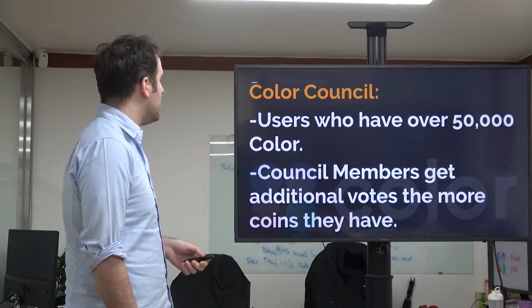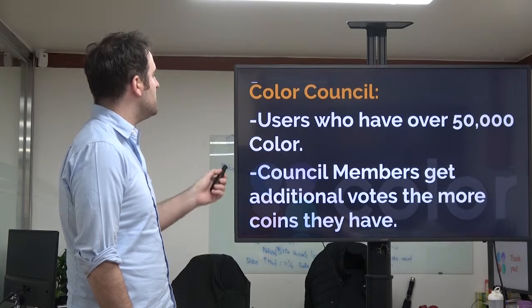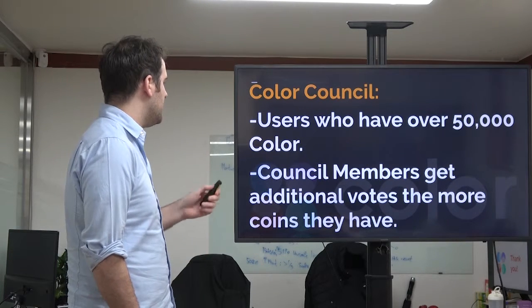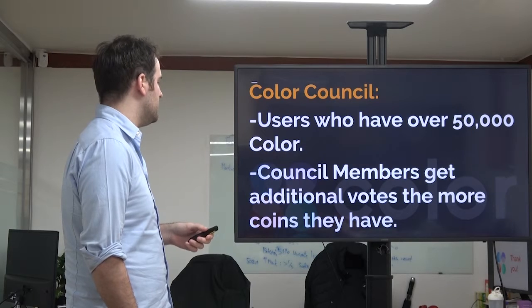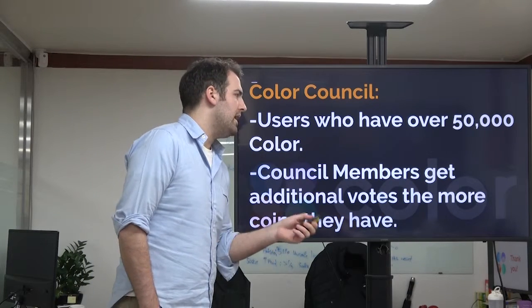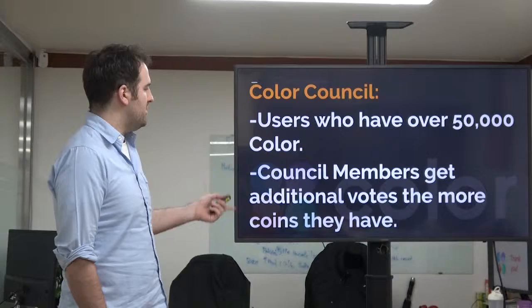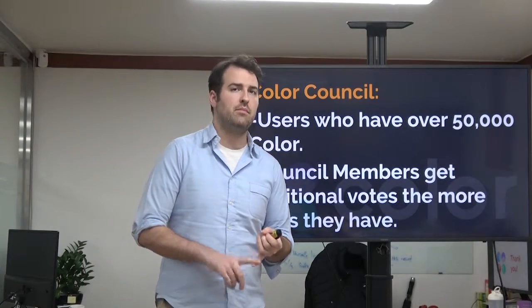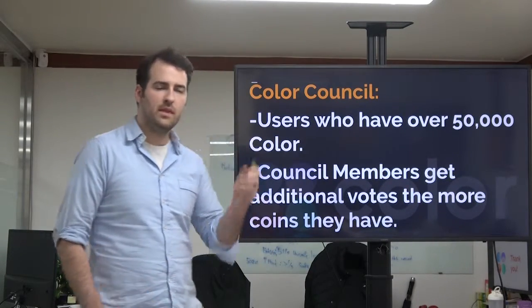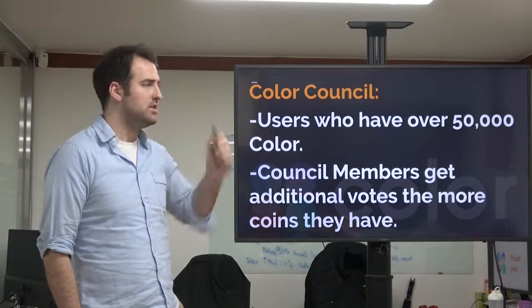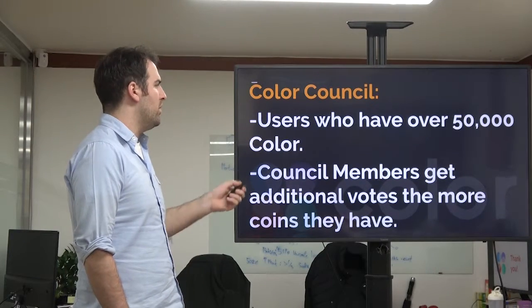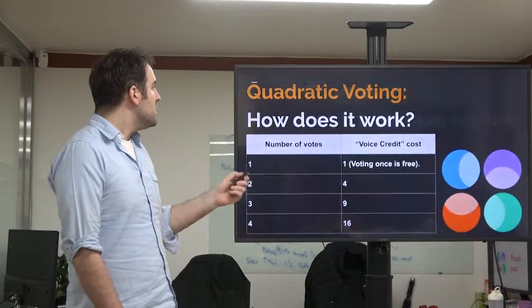So, Color Council: users who have over 50,000 color and Color Council members will get additional votes the more coins they have. Also, this didn't make it on the slide, but they will also have to meet that participation requirement, amongst other things, to be eligible for that reward and to get those votes.